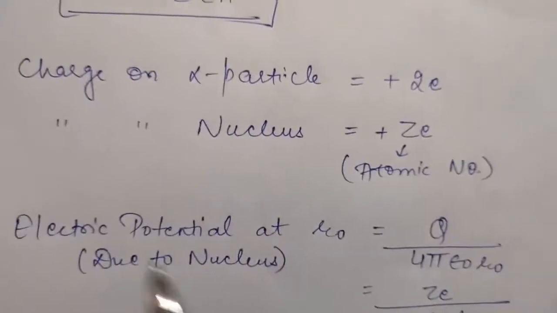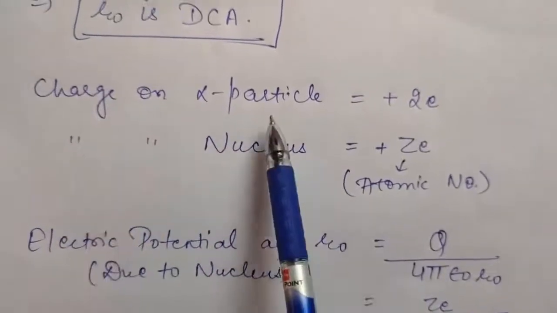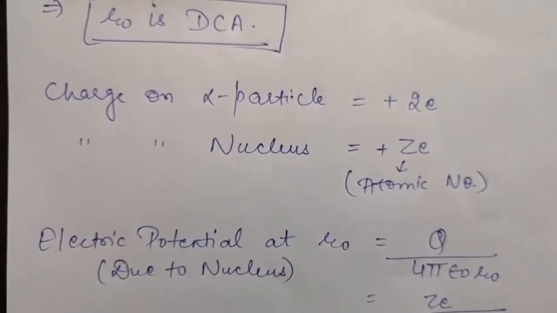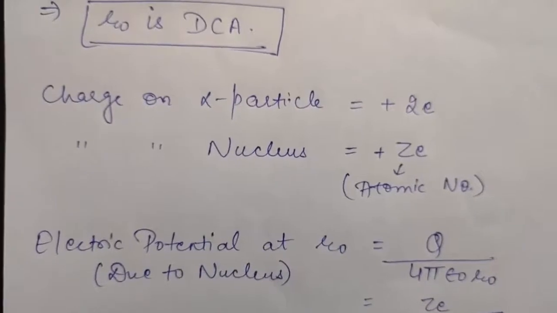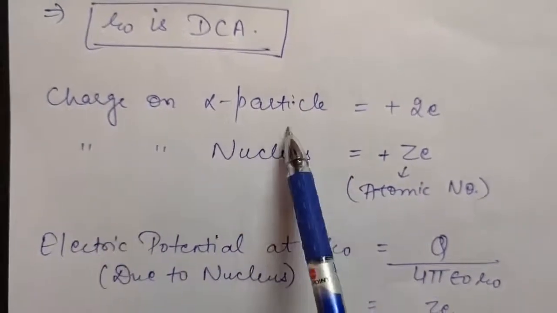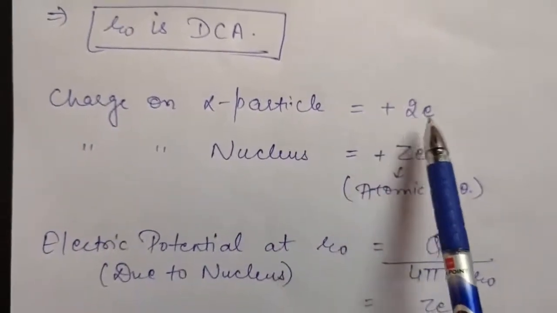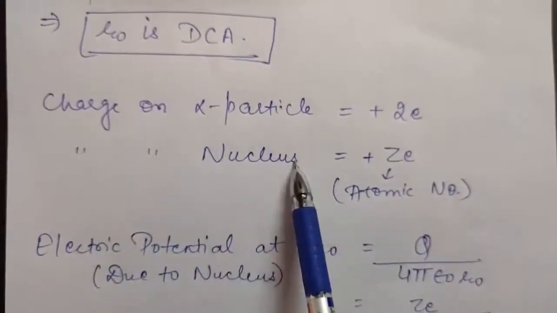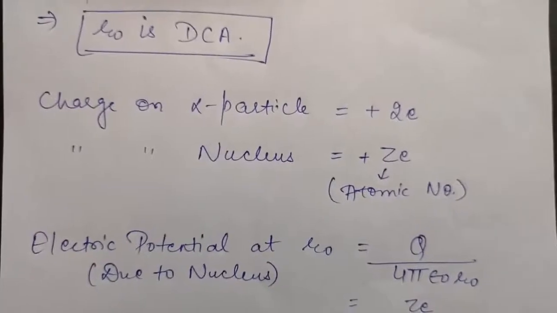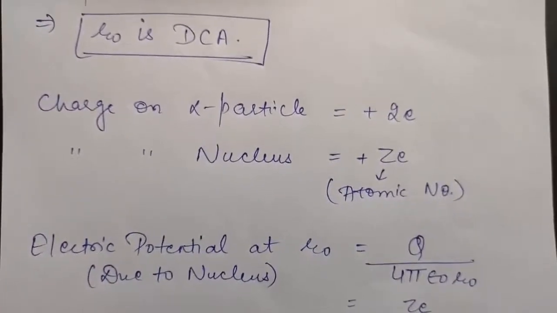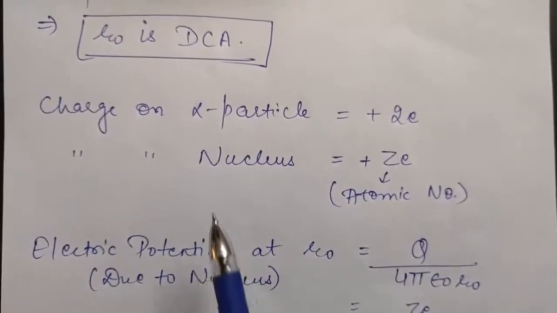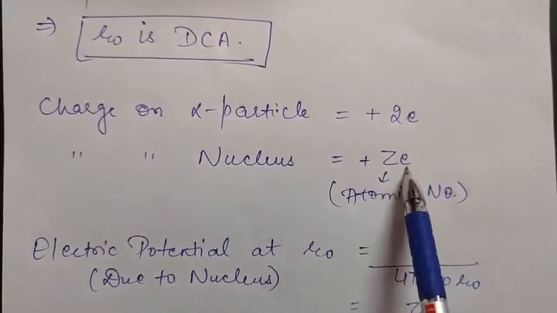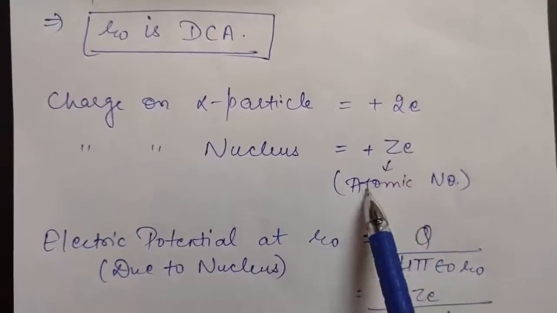First of all, as I told you, the charge on an alpha particle is 2 times that of the charge on a proton, and as you know, the charges on a proton and electron are equal in magnitude. So the charge on the alpha particle can be taken as plus 2e. Now, the charge of the nucleus will be equal to the total charge of the electrons. So we can take the charge of the nucleus to be plus Ze, where e is the charge on one electron and Z is the atomic number.